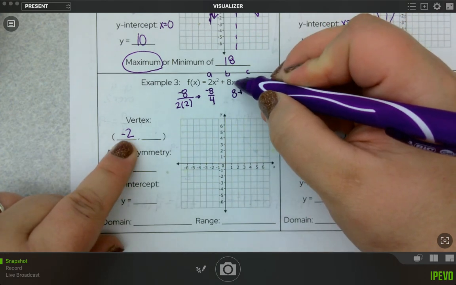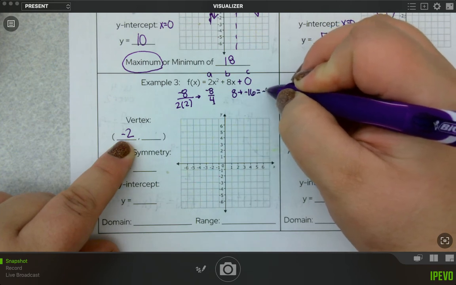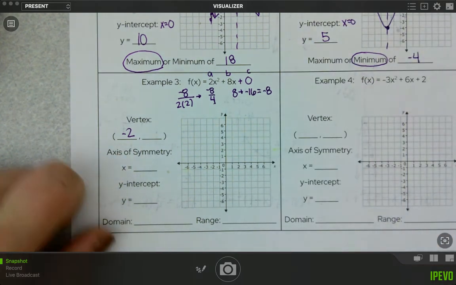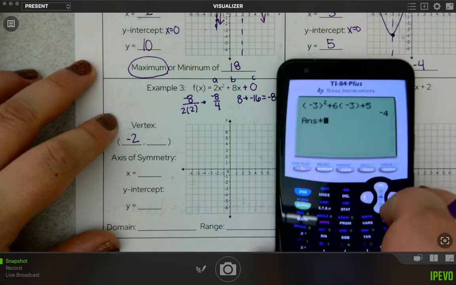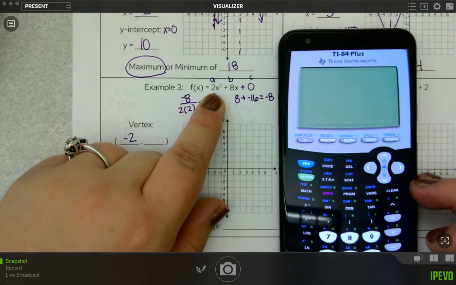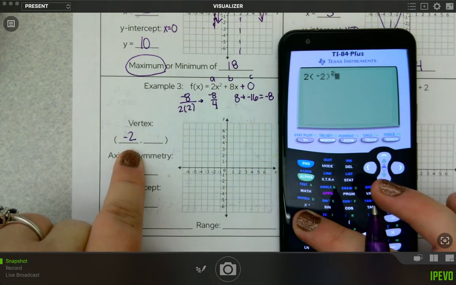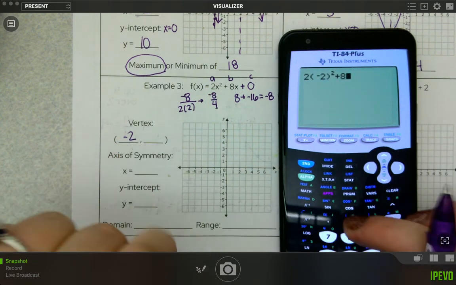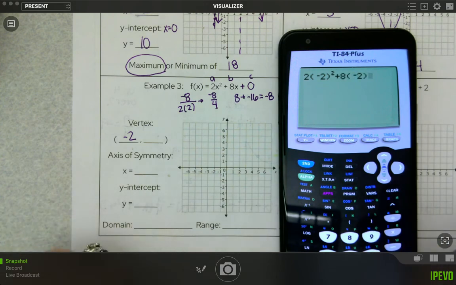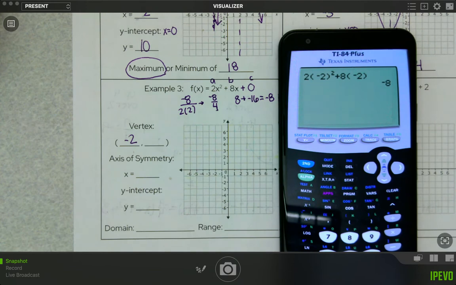Negative 2 times 8 is negative 16. And 8 plus negative 16 is negative 8. Or take out your handy dandy calculator. 2 parentheses negative 2 squared plus 8 parentheses negative 2. So I'm just replacing these two x's with parentheses negative 2. Same answer.